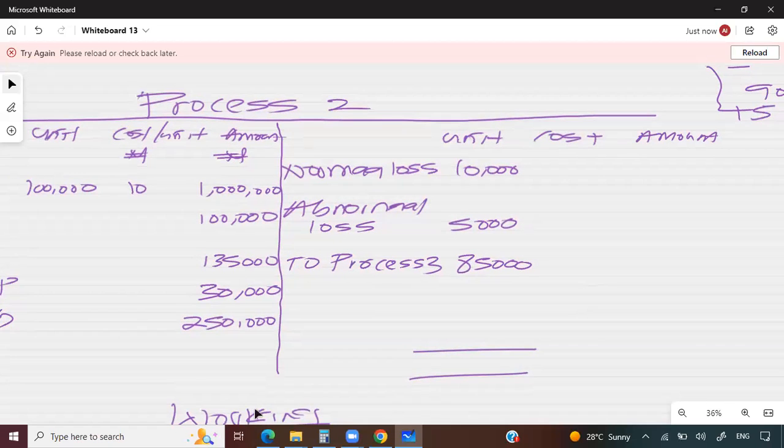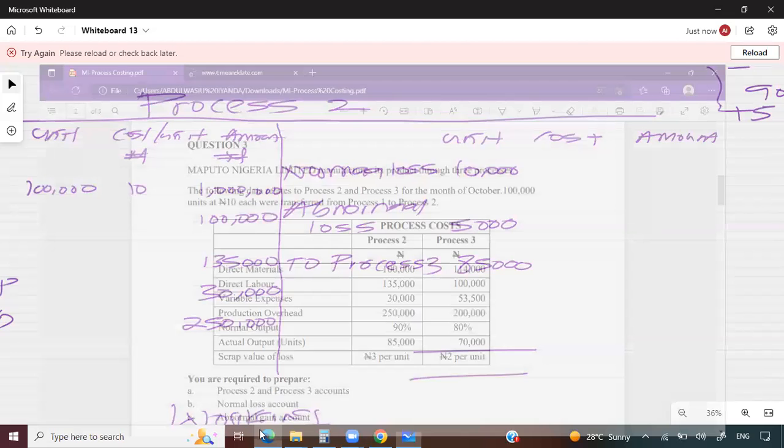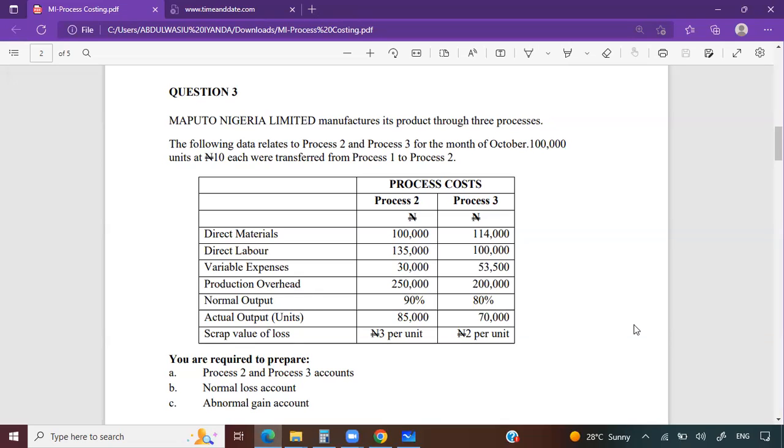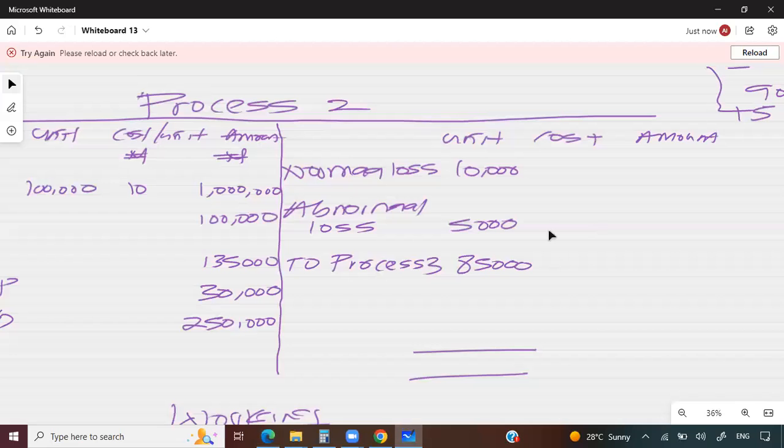The next thing we need to look at in this question is different from the question I saw earlier. Remember, I have made mention of this before. Look at this last one. They say scrap value of loss, meaning that for normal loss, I'm expected to realize something from it. In process 2, it is 3 naira per unit. In process 3, it is 2 naira per unit.